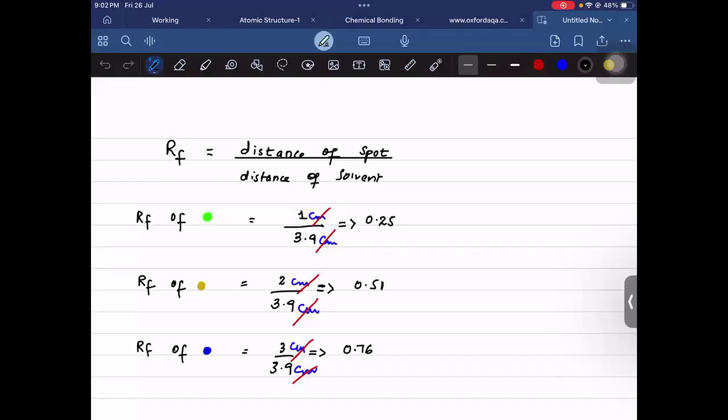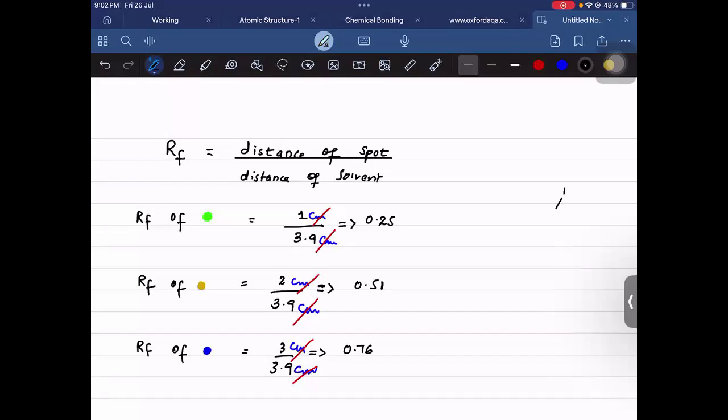Like in the last class, we discussed up to the RF value. I told you that the RF value is a ratio between two distances: the distance of the spot divided by the distance of the solvent. In the last class, we used water as a solvent.